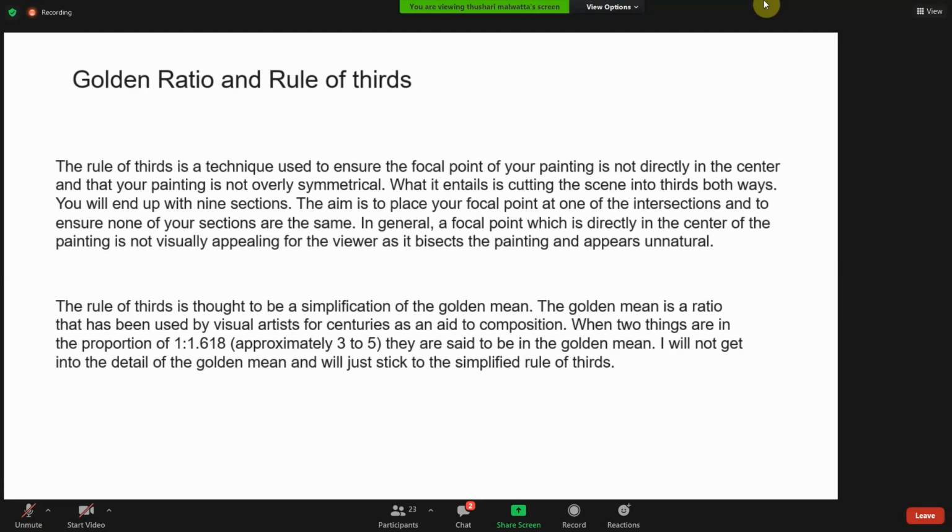That is more interesting. The rule of thirds is thought to be a simplification of the golden mean. The golden mean is a ratio that has been used by visual artists for centuries as an aid to composition. Now, when two things are in this proportion, this one, this is 5, actually in Greek. Greek what? Maths. They are said to be in the golden mean.